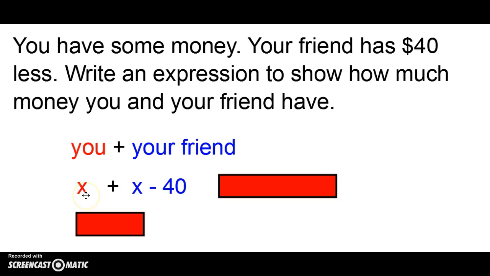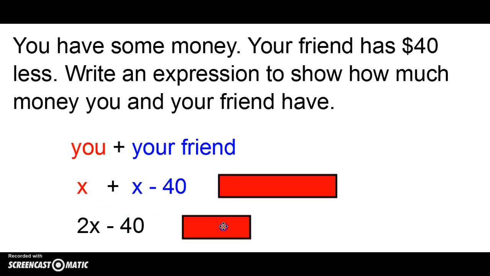Then to combine terms, you'd say, oh, x plus x. Remember, there's that imaginary 1 in front that mathematicians just assume you know. It's the same as saying 1x plus 1x is 2x. And then just bring along that minus 40, or negative 40.